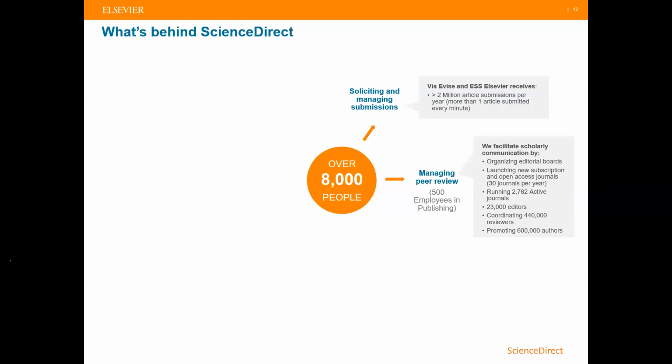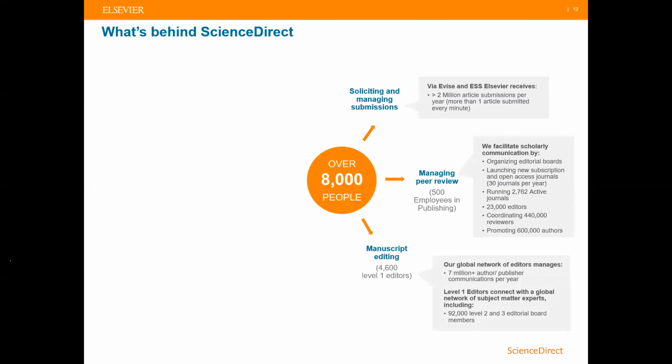And how we do this is by collaborating with our employees in publishing, whom we call the publishers. We have about 500 publishers, who organize editorial boards. They launch new subscription and open access journals, about 30 journals every single year. We run approximately 2,800 active journals. We work with 23,000 editors, and as a result, globally, we are able to coordinate up to 440,000 reviewers to promote over 600,000 authors.